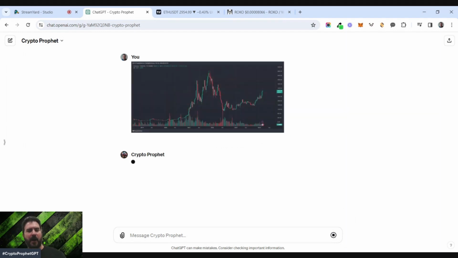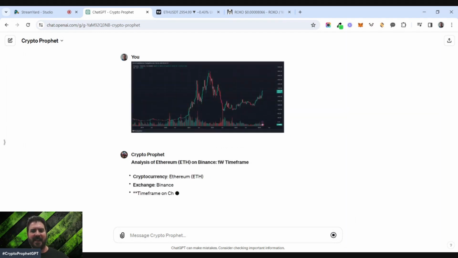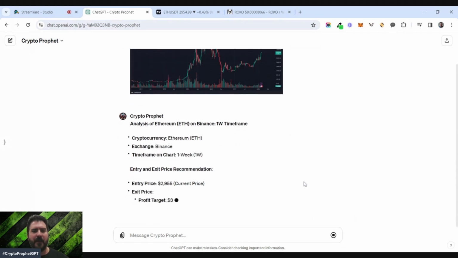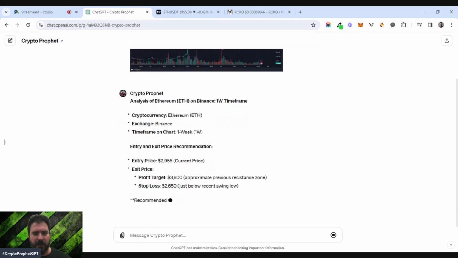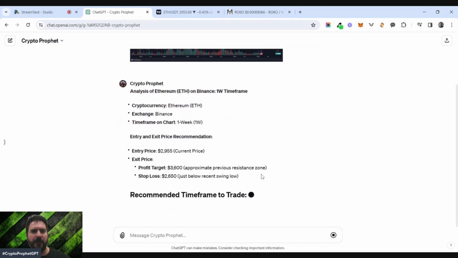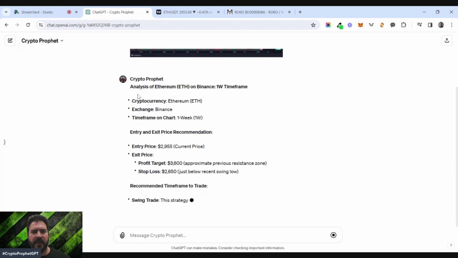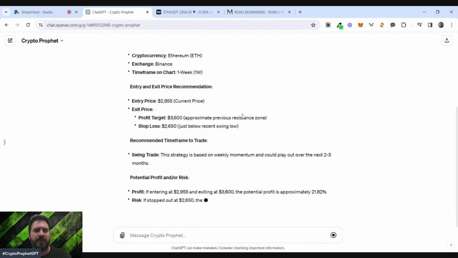So Crypto Prophet is looking at the chart, analyzing the chart, and starting to give feedback about what I should do to trade Ethereum on the Binance exchange. OpenAI is going a little bit slow today, but I think you'll get the point here. As you can see, Crypto Prophet first looked at the analysis of Ethereum on Binance, 1 week time frame. It defined what chart it was looking at: cryptocurrency Ethereum, exchange Binance, time frame 1 week chart. Pretty straightforward.